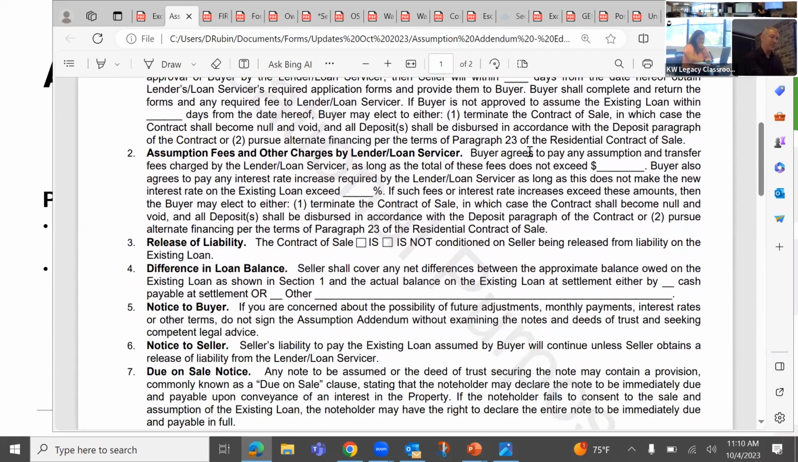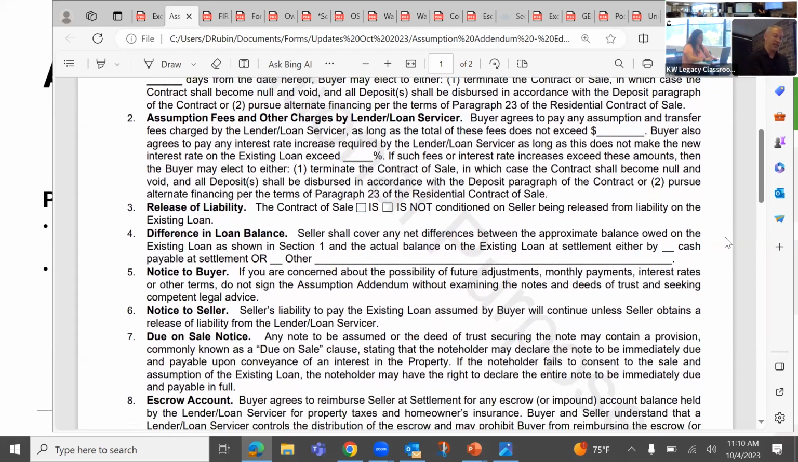If there are additional fees, let's say the lender doesn't want to give the new buyer the 3% loan, but maybe they'll do a 5% loan or something like that, there's language in here to negotiate those things and not put the buyer on the hook. If, let's say, the seller's lender is suddenly only willing to give them a 7% loan, then they would have the opportunity to terminate that contract.